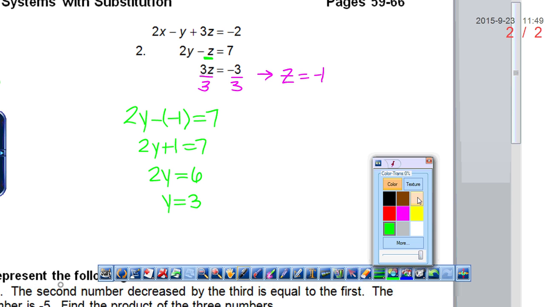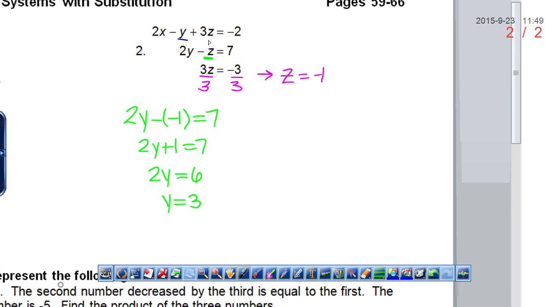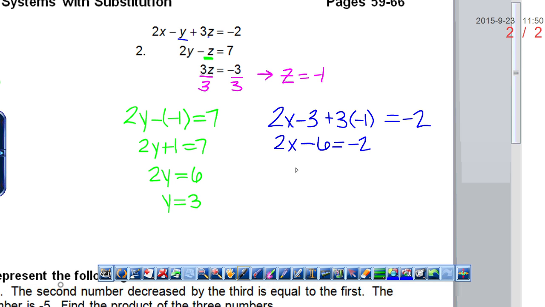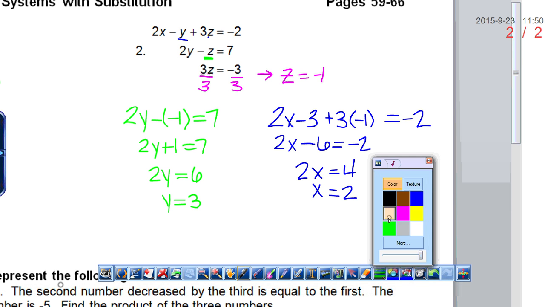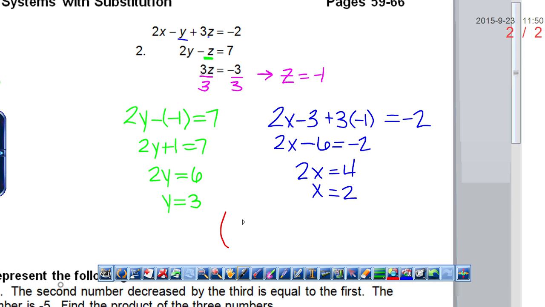Lastly, we'll plug in for x into our final equation after plugging in for y and z. So that's going to give us 2x minus y, which is 3, plus 3z has to be equal to negative 2. So it's going to be 2x minus 3 and a minus 3 are going to give us minus 6. So 2x equals 4, so x is going to be equal to 2. And again, you're going to write your final answer as an ordered triple, x, comma, y, comma, z.